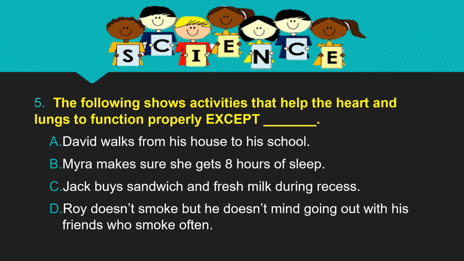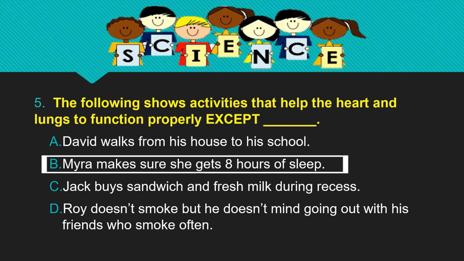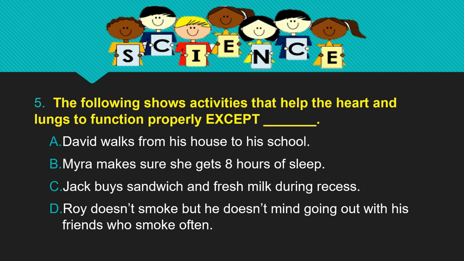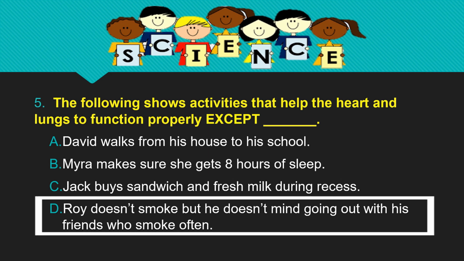Number 5. The following shows activities that help the heart and lungs to function properly except blank. A. David walks from his house to his school. B. Myra makes sure she gets 8 hours of sleep. C. Jack buys sandwich and fresh milk during recess. D. Roy doesn't smoke, but he doesn't mind going out with his friends who smoke often.